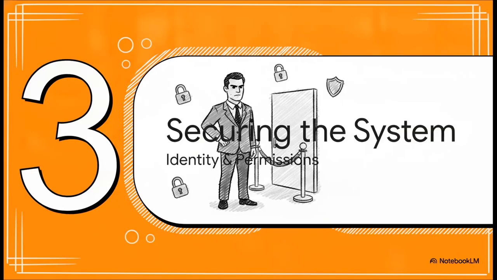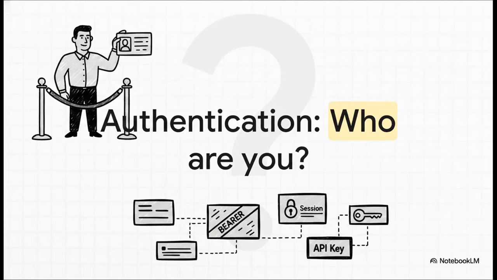Section 3. Securing the system. As our API matures, we kind of have to start thinking like a bouncer at an exclusive club. The very first question our bouncer asks is, who are you? This is authentication. Imagine checking IDs at the door. In the REST API world, we do this using bearer tokens, JSON web tokens, session cookies, or API keys. The client presents this token with their request to prove exactly who they are.